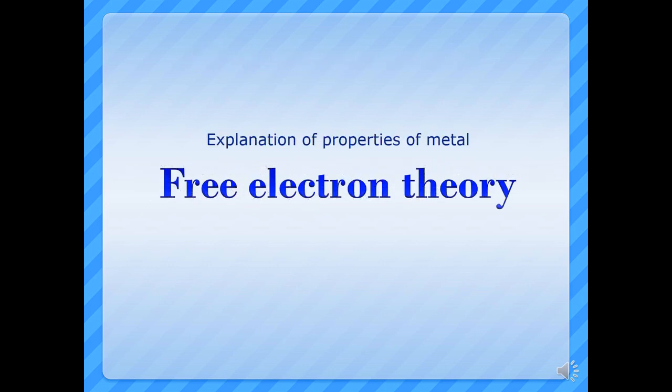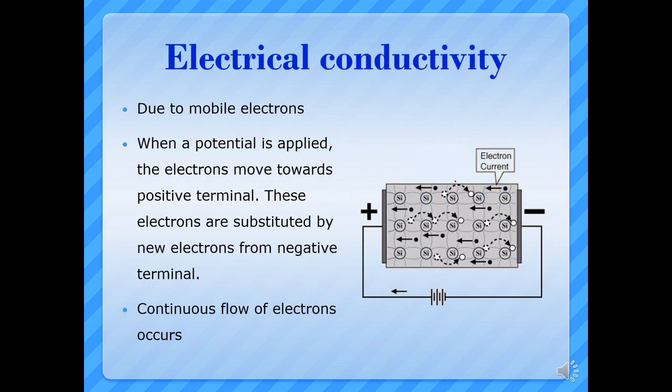Now this free electron theory can explain almost all the properties of a metal. Now we are going to see the different properties of metal and how this free electron theory can explain these properties. First, let's take the property of electrical conductivity of metals.